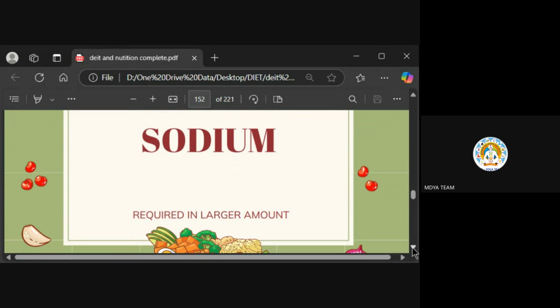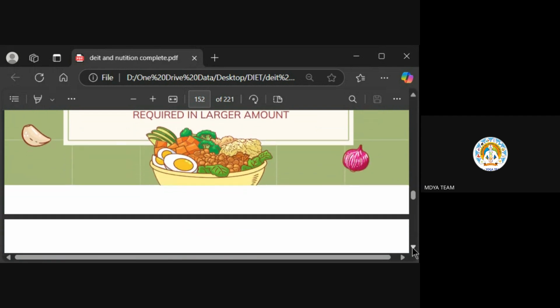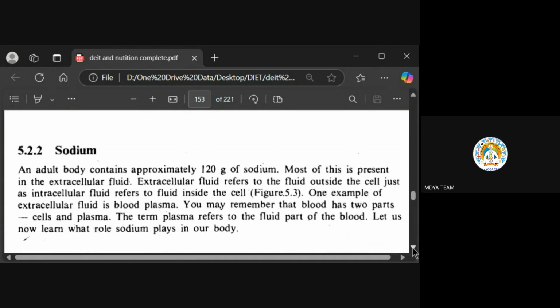So sodium is basically a major component in the extracellular fluid, and plays a very fundamental role in our body. It has a large role in our fluid balance. So our body contains approximately how much sodium? 120 gram, and it is present in the extracellular fluid, matlab the fluid which is around the cell, and it maintains the osmotic pressure also.